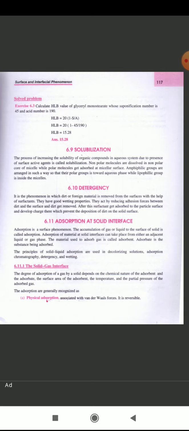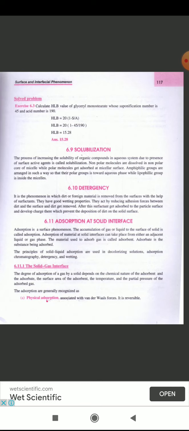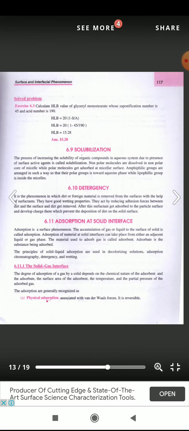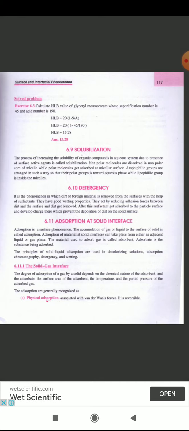Okay, and after this surfactant gets adsorbed to the particle surface, some charge will be developed, and this causes deposition of the dirt on the solid surfaces. Okay, and this is detergency, solubilization. And next is adsorption at solid interface. In the earlier session we have seen adsorption at liquid interfaces. There we have seen positive adsorption and negative adsorption, and here you will be seeing this adsorption at solid interface.